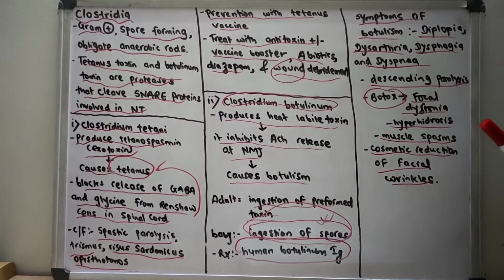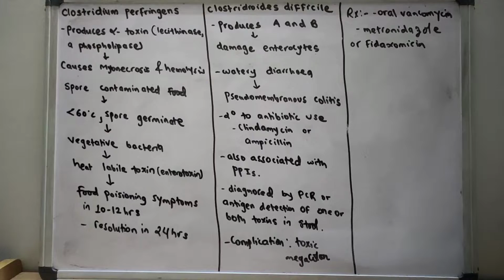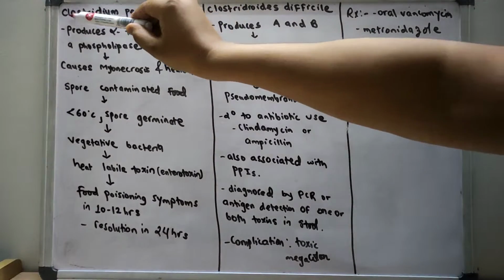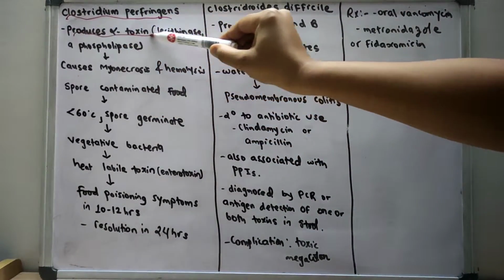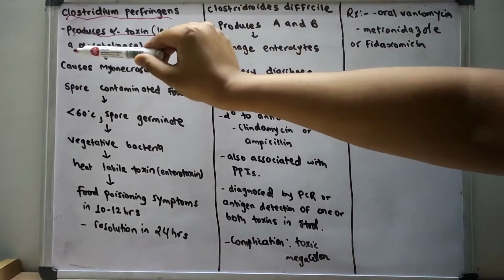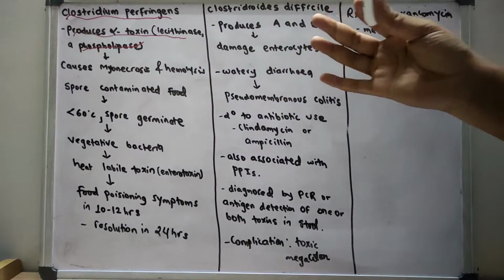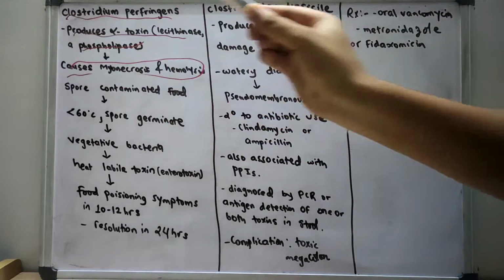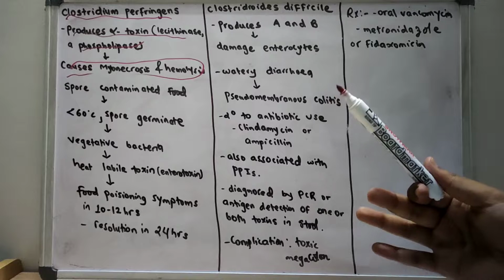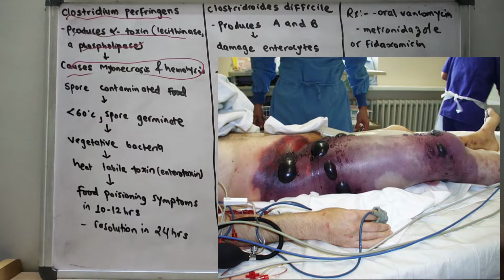Now let us discuss Clostridium perfringens and Clostridium difficile. Talking about Clostridium perfringens: it produces the alpha toxin. The alpha toxin is a lecithinase and a phospholipase. So what happens is that the alpha toxin causes myonecrosis and hemolysis. As you can see in this figure, after the toxin causes myonecrosis, it creates gas gangrene, and it presents as soft tissue crepitus.